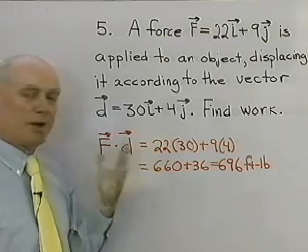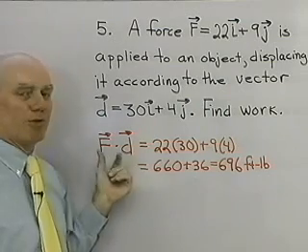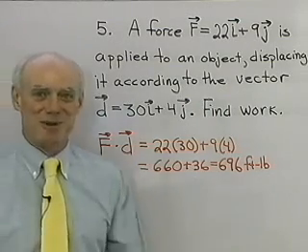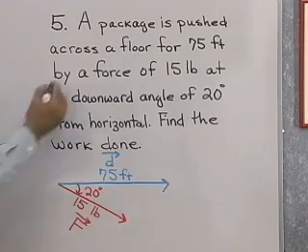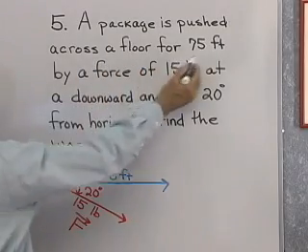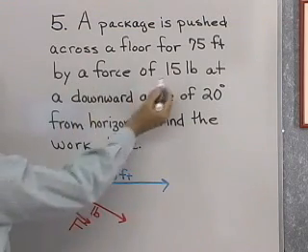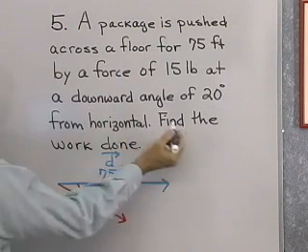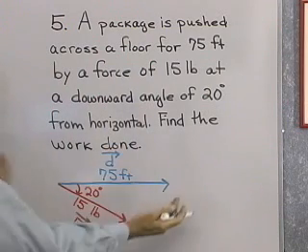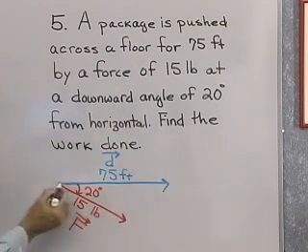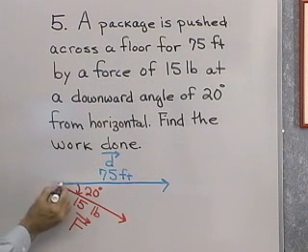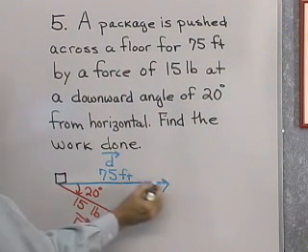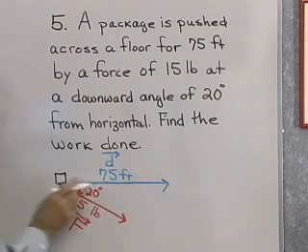So work, and one way to write work is as the dot product of force with distance. Let's take a look at one more problem. A package is pushed across a floor for 75 feet by a force of 15 pounds at a downward angle of 20 degrees from horizontal. Find the work done. So I've drawn a little picture of this right here, and it shows that here's the object that's been moved. Let's say we have a little object right here, a package, and it's been moved 75 feet, okay, in the horizontal direction.